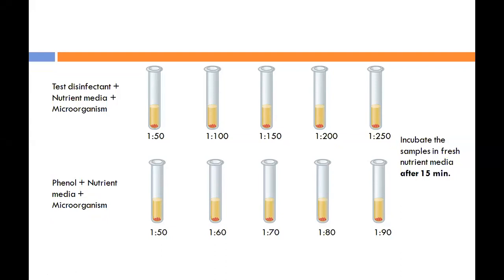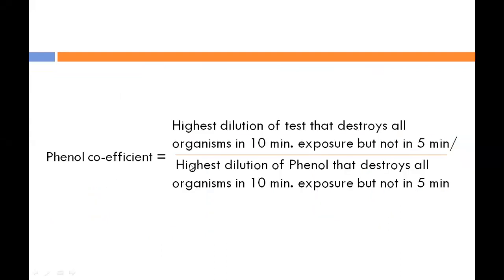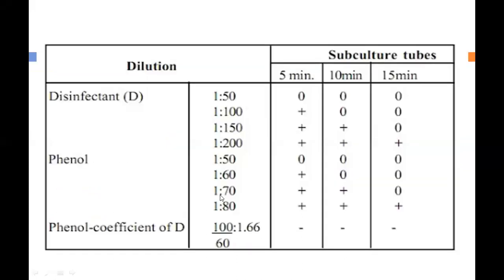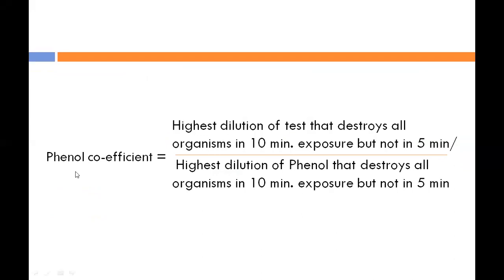So we'll see all the results, but before that, let's learn the formula for determination of the phenol coefficient. The phenol coefficient formula is: the highest dilution of test disinfectant that destroys all organisms in 10 minutes exposure but not in 5 minutes, divided by the highest dilution of phenol that destroys all organisms in 10 minutes but not in 5 minutes.